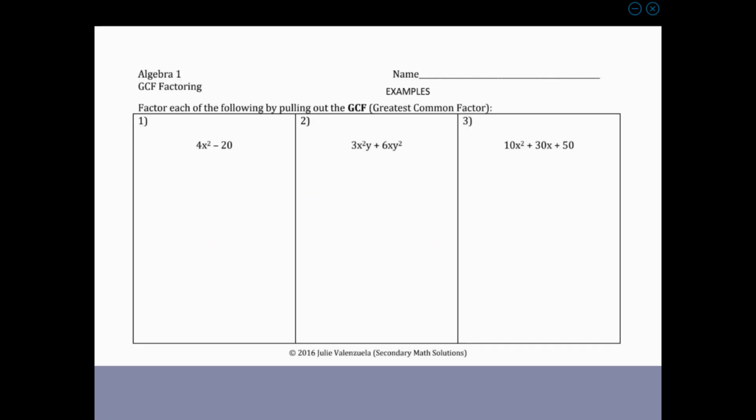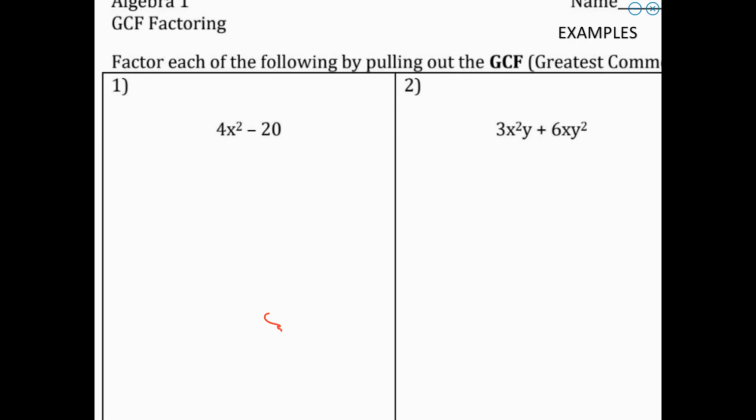Okay, so on the next page, this is your next page of notes. These are just some examples to do together really quick, and then you'll be able to work on your assignment. So, what is the greatest common factor between 4x squared and 20? Does everybody agree? Is it 4? Mm-hmm. Is there a variable that we can pull out as well?